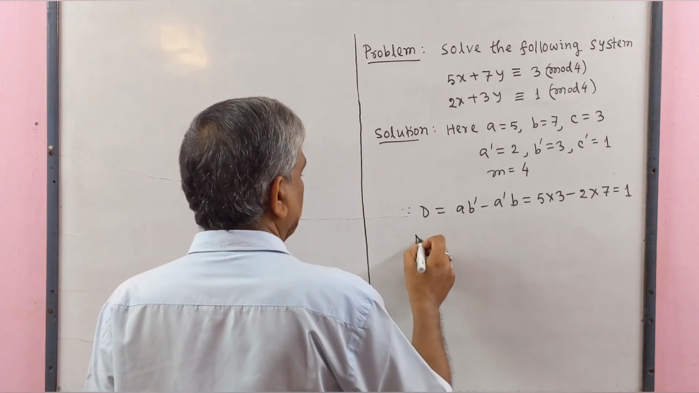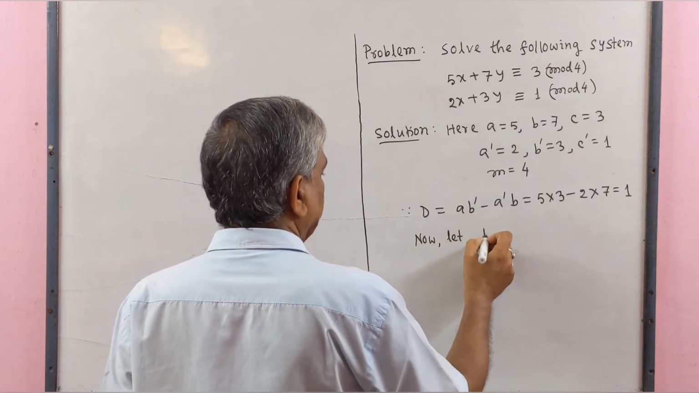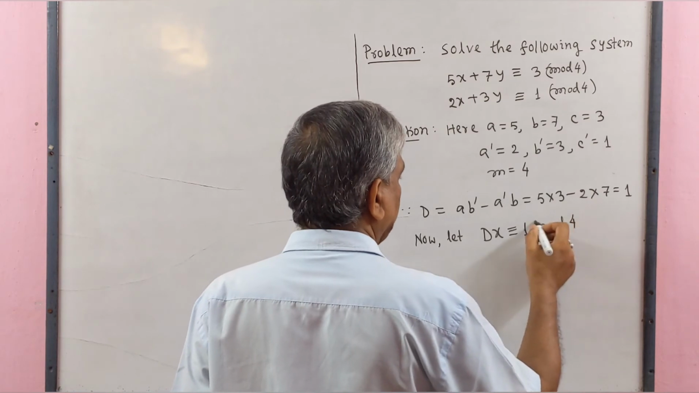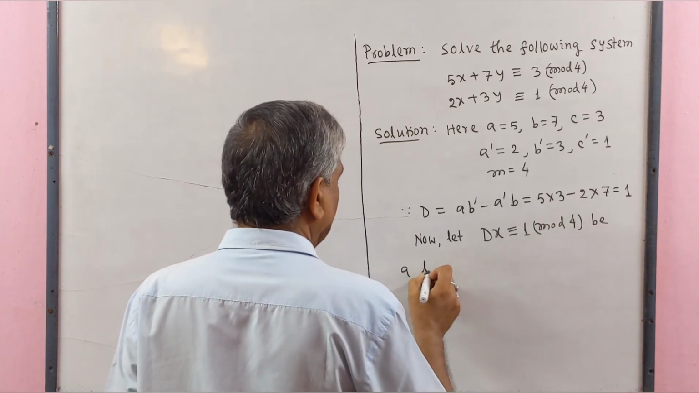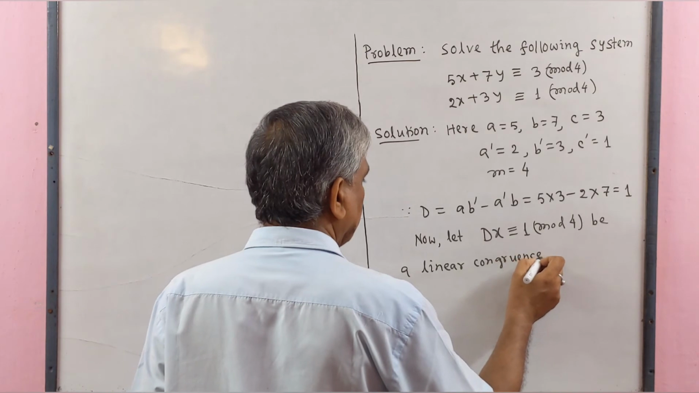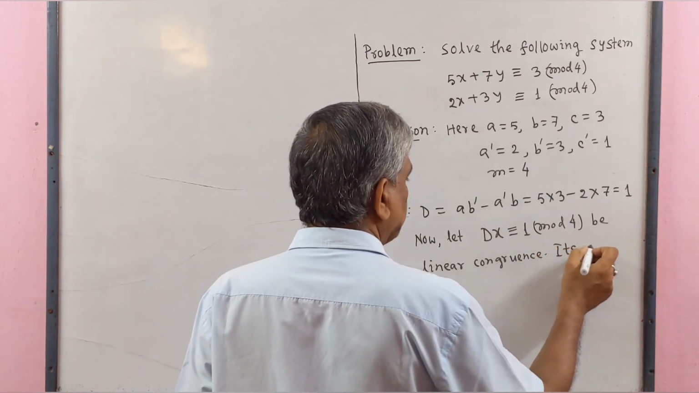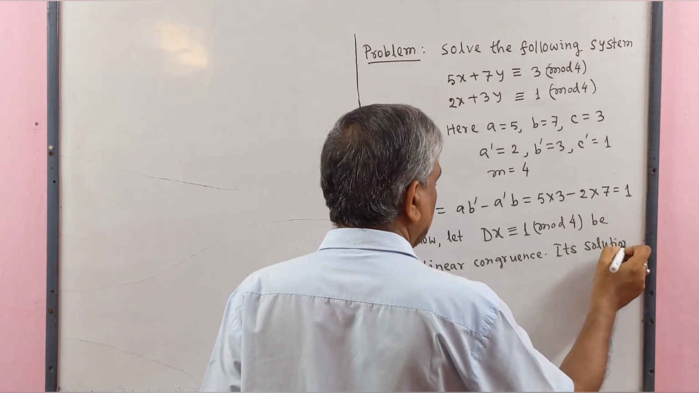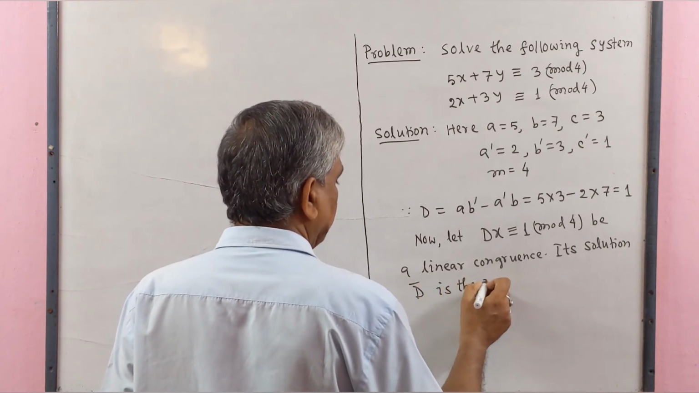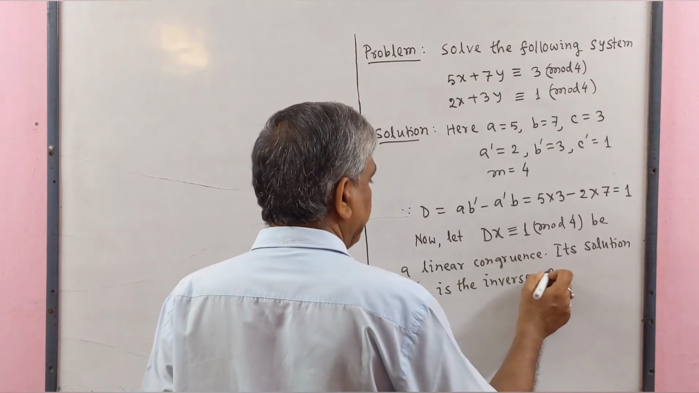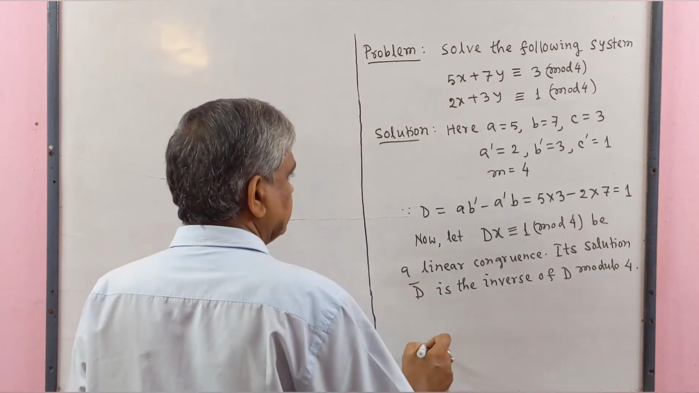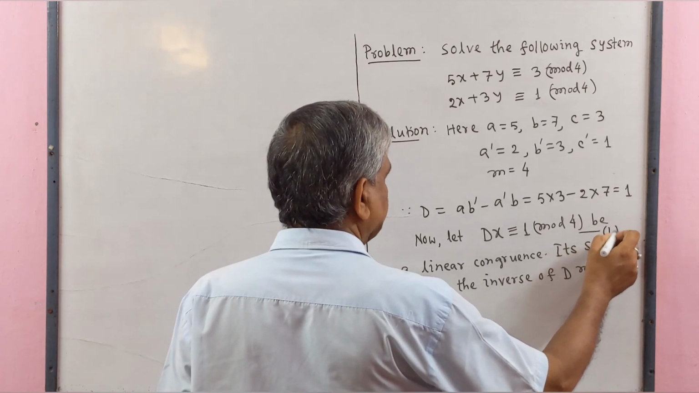Now let dx is congruent to 1 modulo 4 be a linear congruence. Its solution d bar is the inverse of d modulo 4. Let this be number 1.